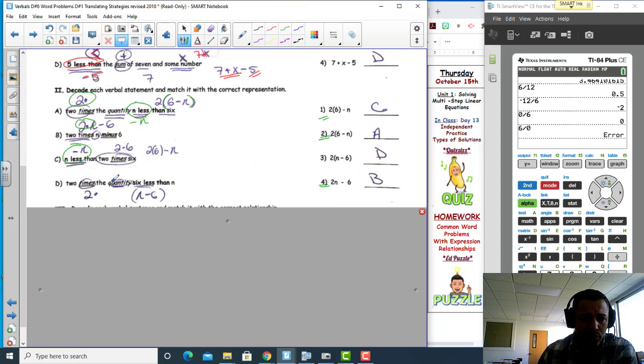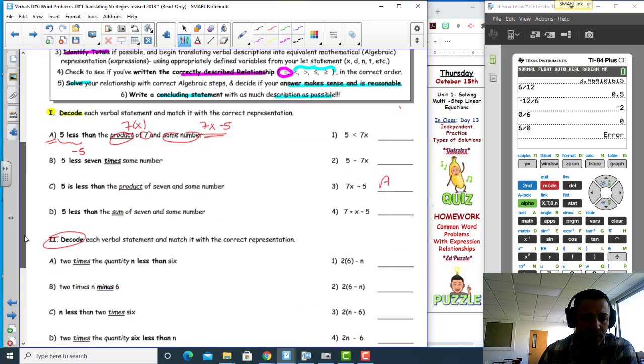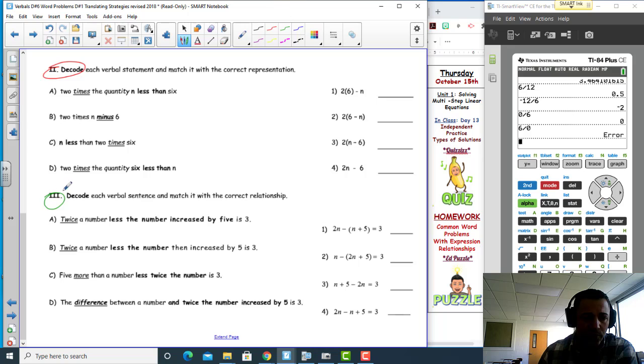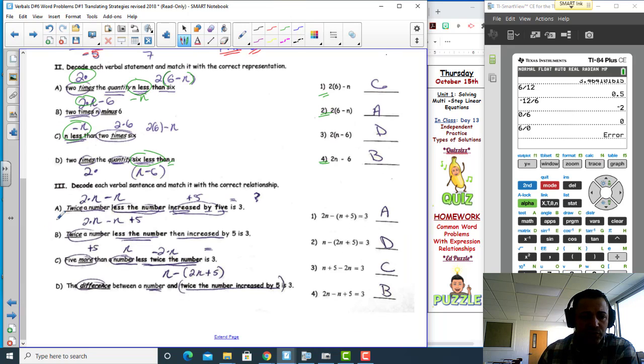And letter D, if you decode it appropriately, 2 times the quantity 6 less than n. 6 is being subtracted. It's being taken away from n, and we're doubling that quantity, and that should have been response 3. If you have a moment, please pause the video and try Roman numeral 3 on your own. If you've taken a moment to try and decode the relationships in Roman numeral 3, they're a little more complex, but they're certainly doable. Letter A, the description suggests that twice a number.